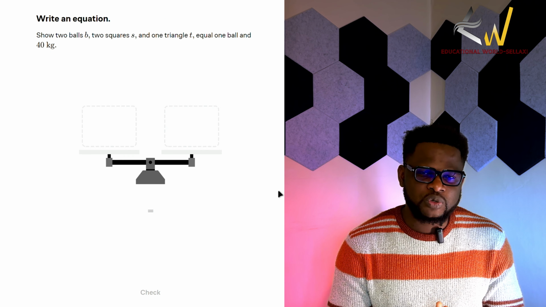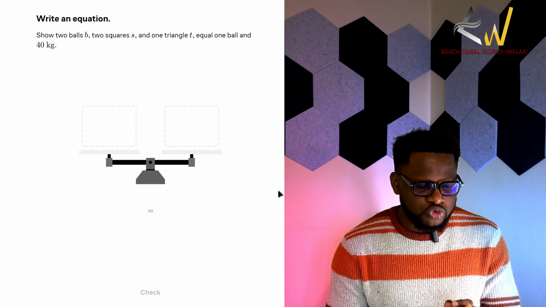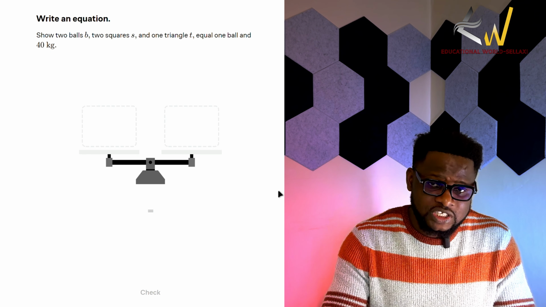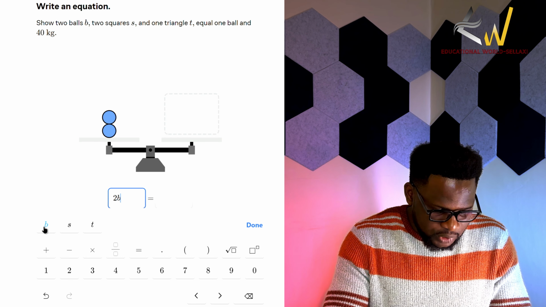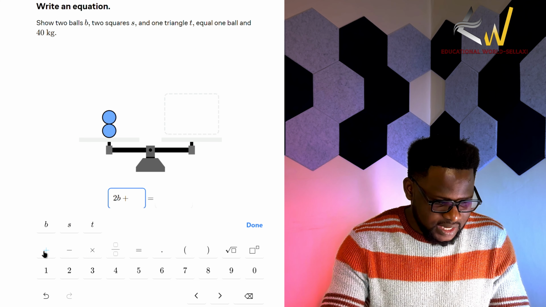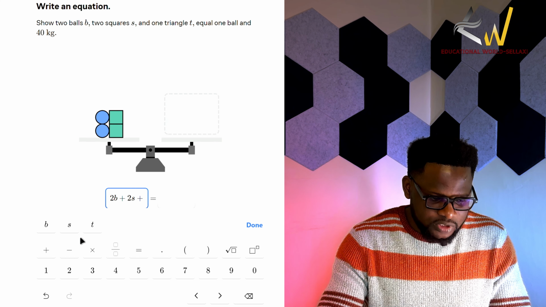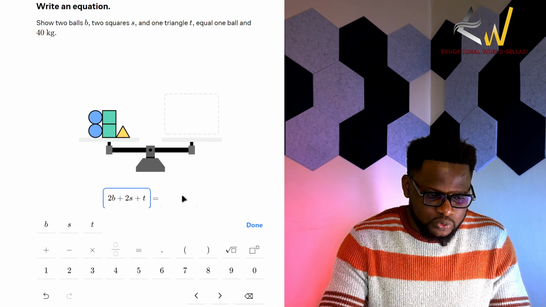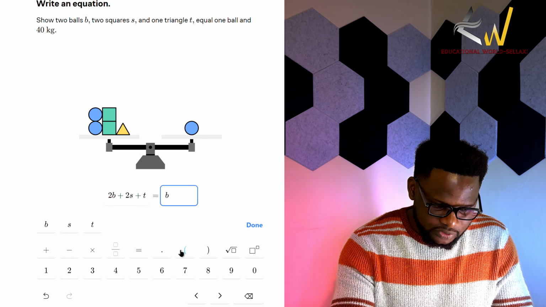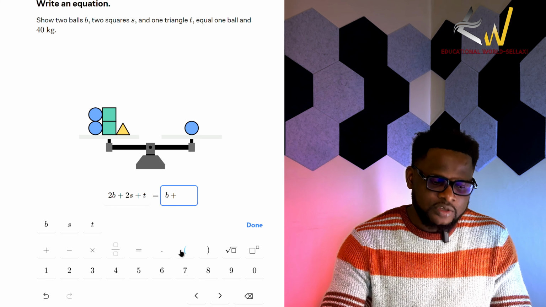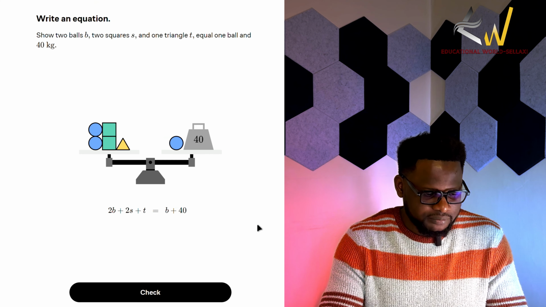We are going to write an equation to show two balls, two squares, and one triangle equal to one ball and 40 kilograms. Two balls, so B is for the balls, plus two squares, S is for the squares, and plus one triangle, which is T, to be equal to one ball, which is B, and 40 kilograms. So this is the equation, and that's correct. So we are done. So let's check. That's it.